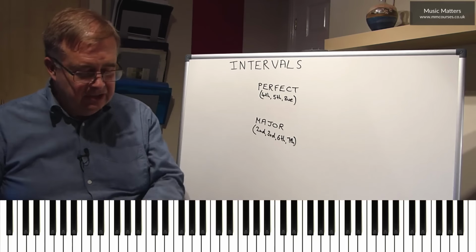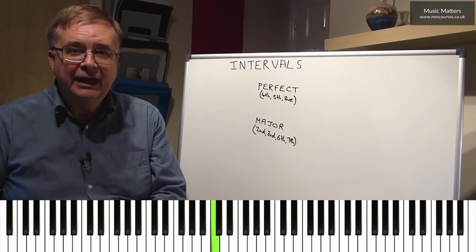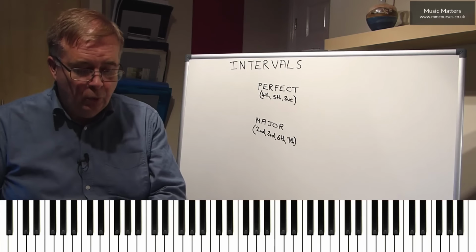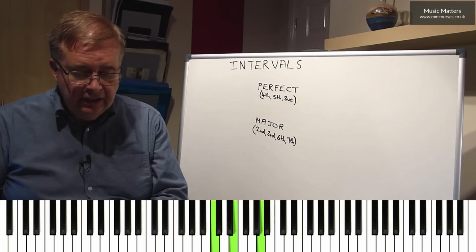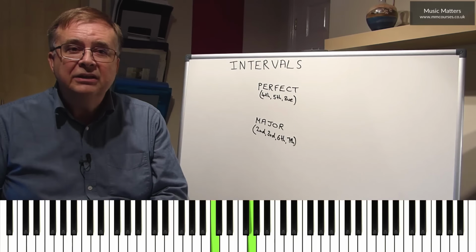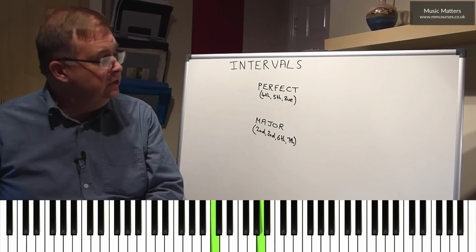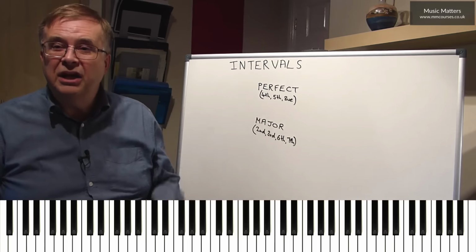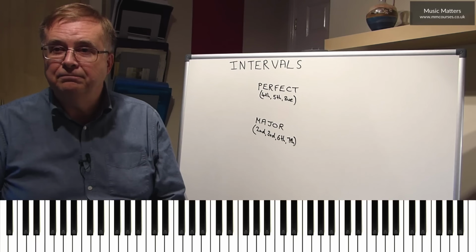On the other hand, say I had C up to A, I would again count the number of the interval. 1, 2, 3, 4, 5, 6. And I would know then that that's a sixth, and I would immediately be thinking, well, if it's a sixth, I'm starting to think major.